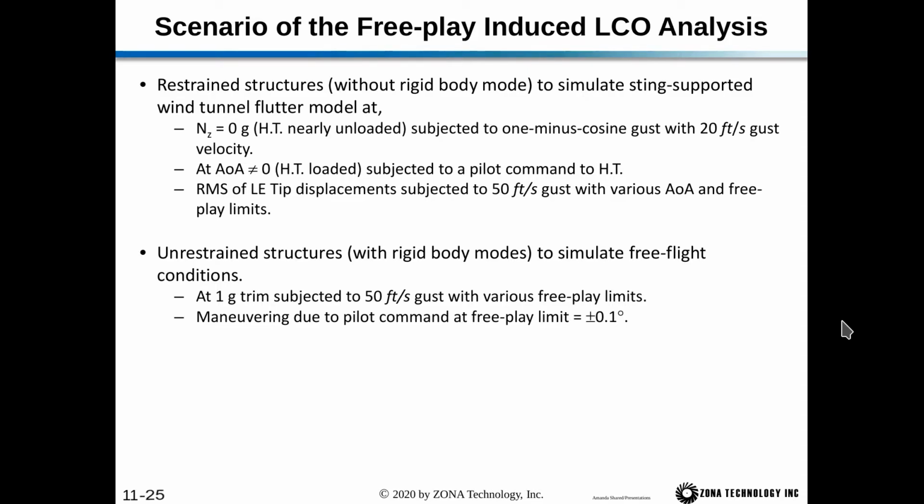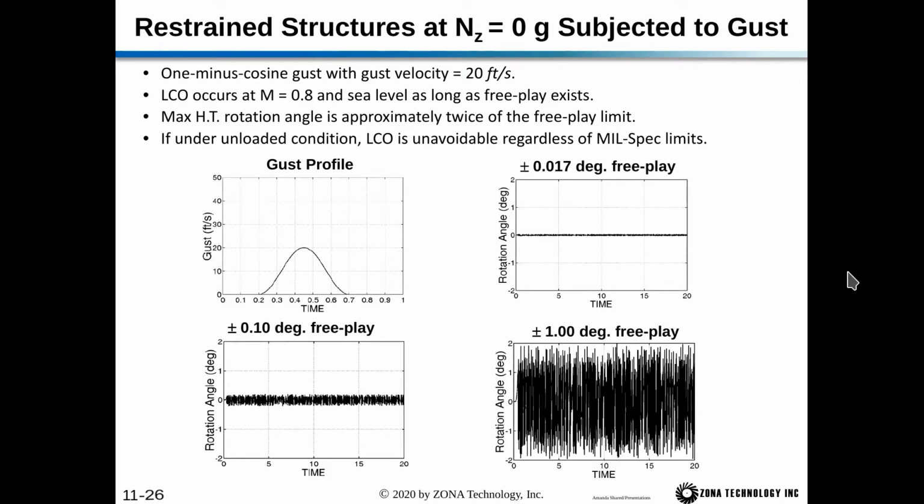At 1G trim, subjected to a 50 foot per second gust with various Freeplay limits, and maneuvering due to a pilot command at a Freeplay limit of plus or minus 0.1 degrees. So first we have the restrained structure at NZ equals 0 Gs subjected to gust. The 1 minus cosine gust has a gust velocity of 20 feet per second, as shown by this figure.